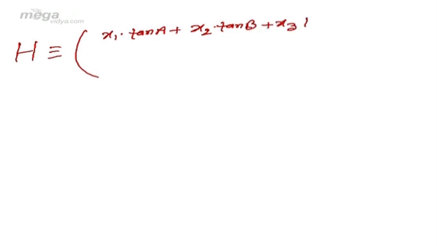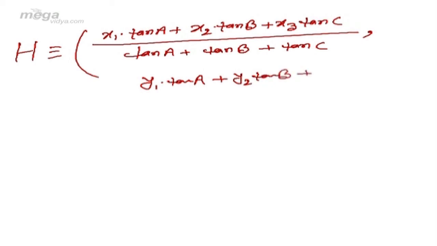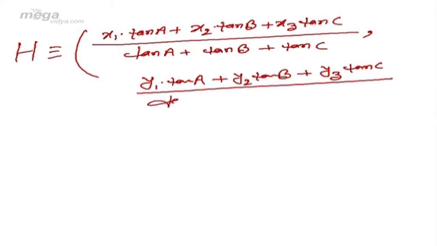And the second way is the direct formula that you can remember: the coordinate of H is x1 tan A plus x2 tan B plus x3 tan C divided by tan A plus tan B plus tan C, comma, y1 tan A plus y2 tan B plus y3 tan C divided by tan A plus tan B plus tan C. So this is the coordinate of the orthocenter.